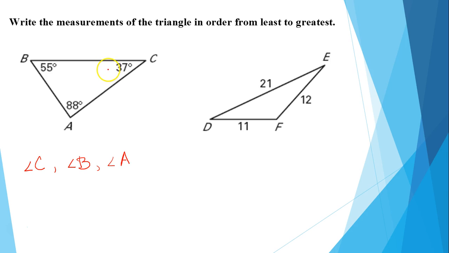Now, remember the theorem about this one: the side opposite of our smallest angle is going to be our shortest side. So the side opposite of C here is AB. We can list that one.